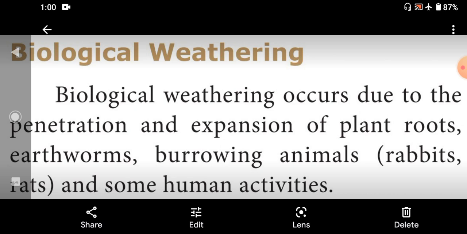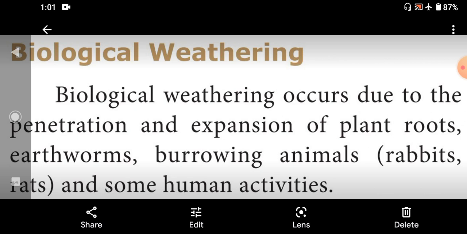How will biological weathering happen? Because of the expansion of plant roots. That means if we plant one tree or plant, it will put its root inside the earth, is it? Because of that, the earth is expanded. And earthworms are there inside the earth. Because of that, the earth will get expansion, the rock will get expansion. And burrowing animals, some rabbits and rats, likewise some animals are living inside the rocks or inside the earth. And because of some human activities also, biological weathering will happen.